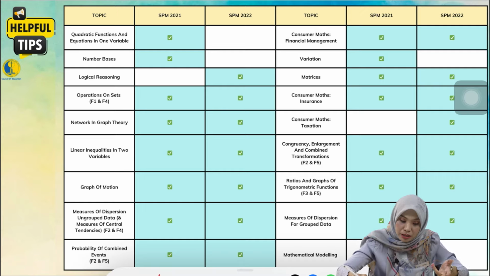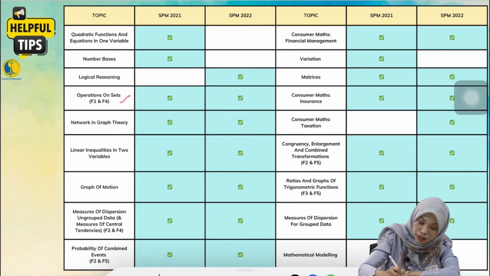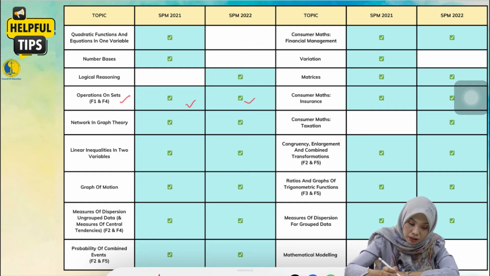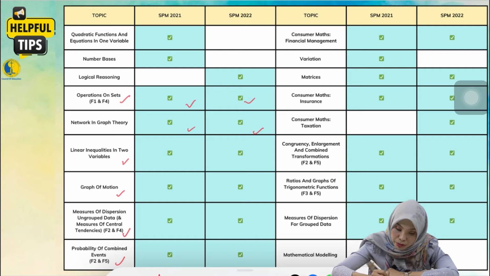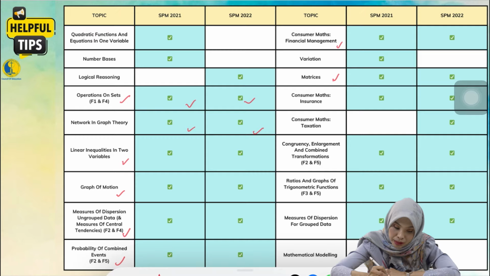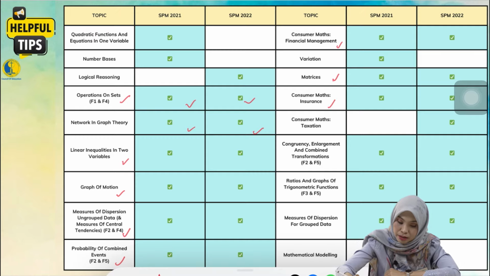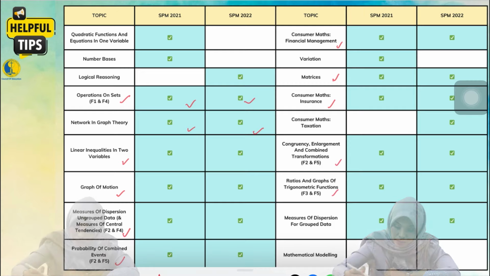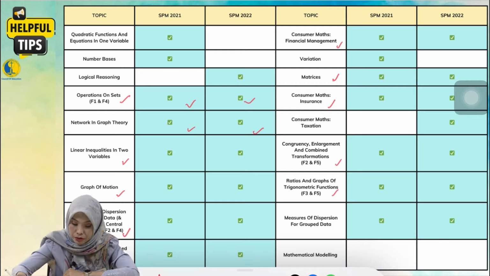SPM? No such thing. If you can see the patterns, operation on set came out both years. Okay. Network and graph theory came out both years. Linear inequalities, graph of motions, measures of dispersion, probability. What else? Matrices, consumer maths. These are favorite topics. Financial management, insurance. Okay, what else? Congruency, enlargement, transformations, ratios and graph of trigonometric functions, measures of dispersion. All came out twice. You can see it came out twice.